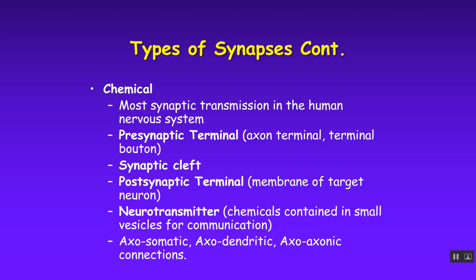You can have different areas of connection. So down at the bottom here, you can have an axosomatic chemical synapse. So that's where an axon of one neuron is meeting up with the actual cell body of the next neuron or cell. Okay, so it's axosomatic. You can have an axodendritic, where you have the axon connecting with the dendrite, or you can have axoaxonic, where an axon of one cell is actually communicating with the axon of another neuron.